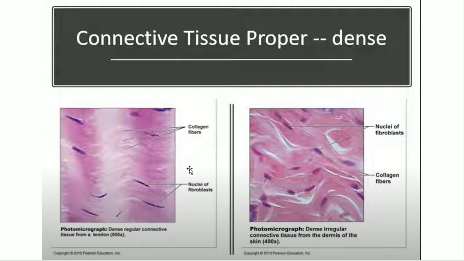Everything's nice and organized. Same thing in dense irregular connective tissue, except for the organized part, right? It's going everywhere, made up of the exact same stuff. Got your nuclei, which indicates cells, your collagen fibers, the white ground substance filler material between, but there's no organization here.